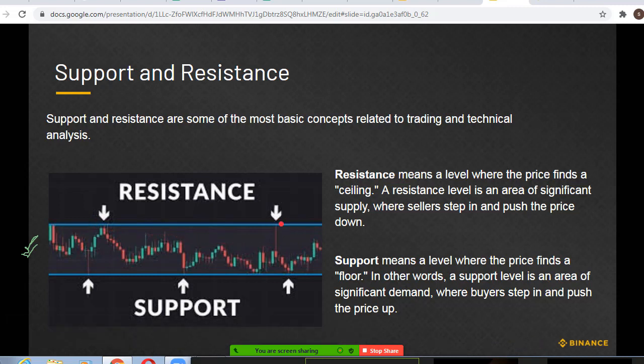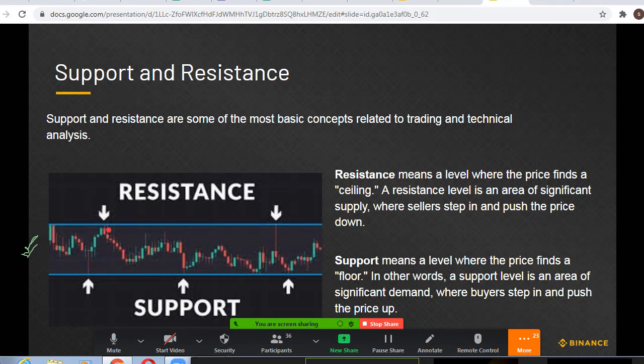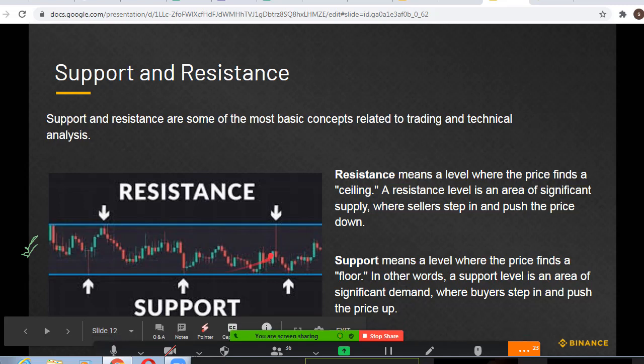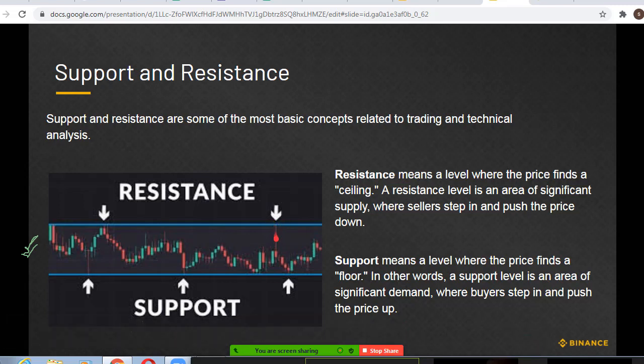You can see this line. This is a ceiling, resisting price from going up. It resists the first time, resists the second time. So this is a resistance. Okay, so the resistance level is an area of significant supply. That means there are, sorry, there are sellers here at this level, waiting for price to come to this level, they will hit price down. Price comes to this level, they bring price right down.